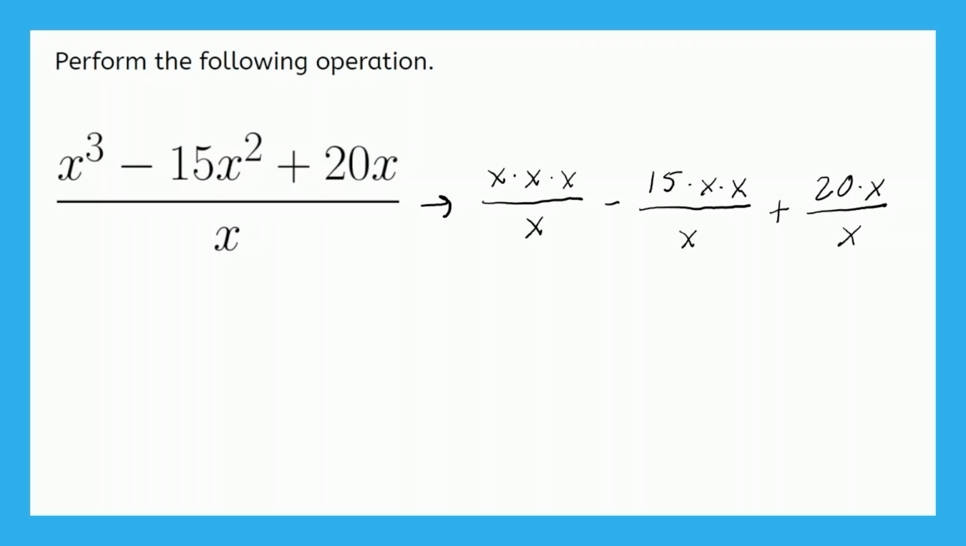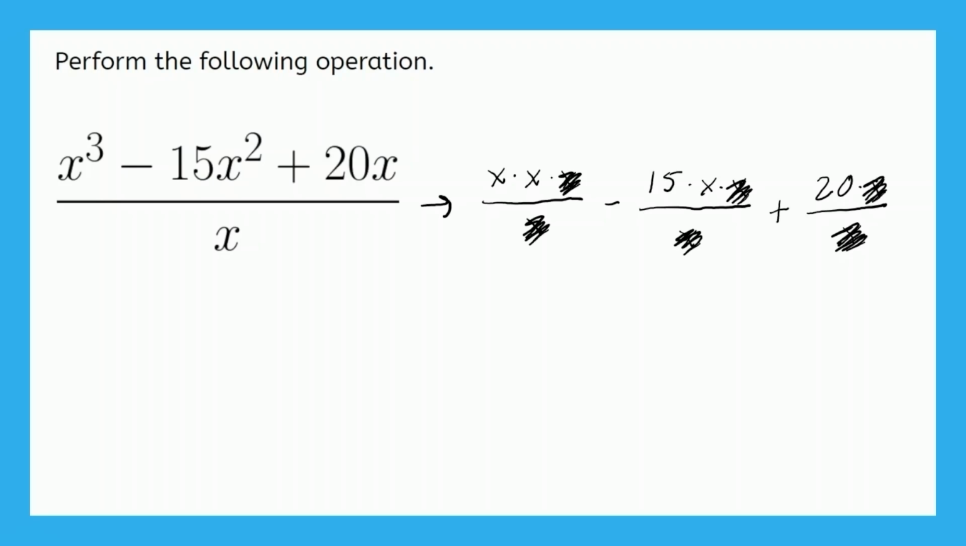Now, when we separate, for example, the x cubed into x times x times x, that just makes it a little bit easier to cancel if possible. If you can do it mentally without writing out the x times x times x, that's totally fine. So here we have one x that will cancel on top and bottom. Here we have another x that will cancel on top and bottom. And once again, we have an x here on top and an x here on bottom that will cancel.